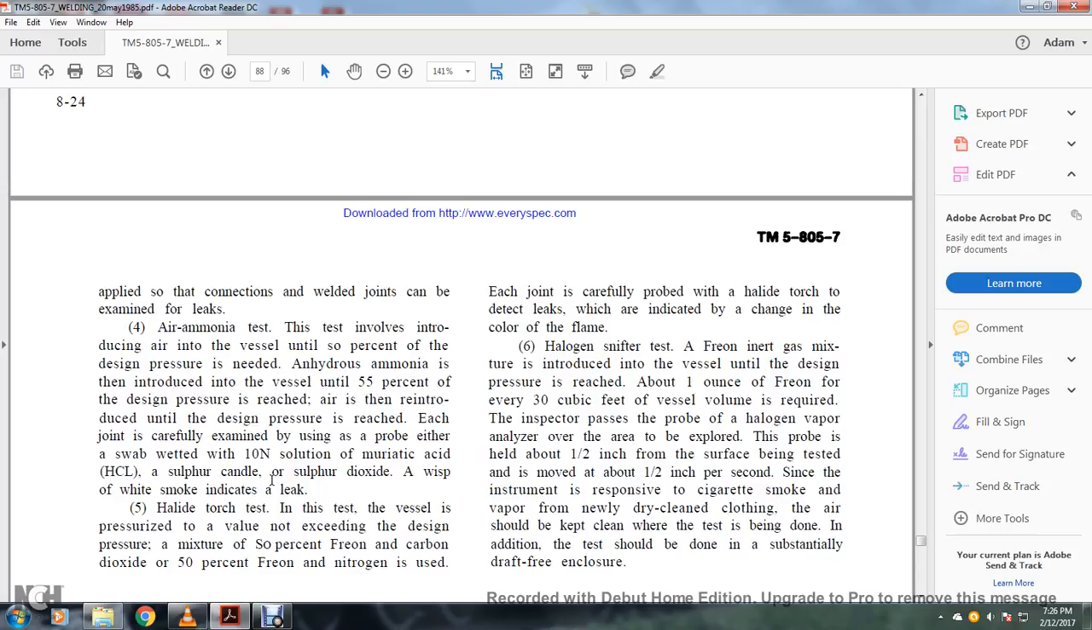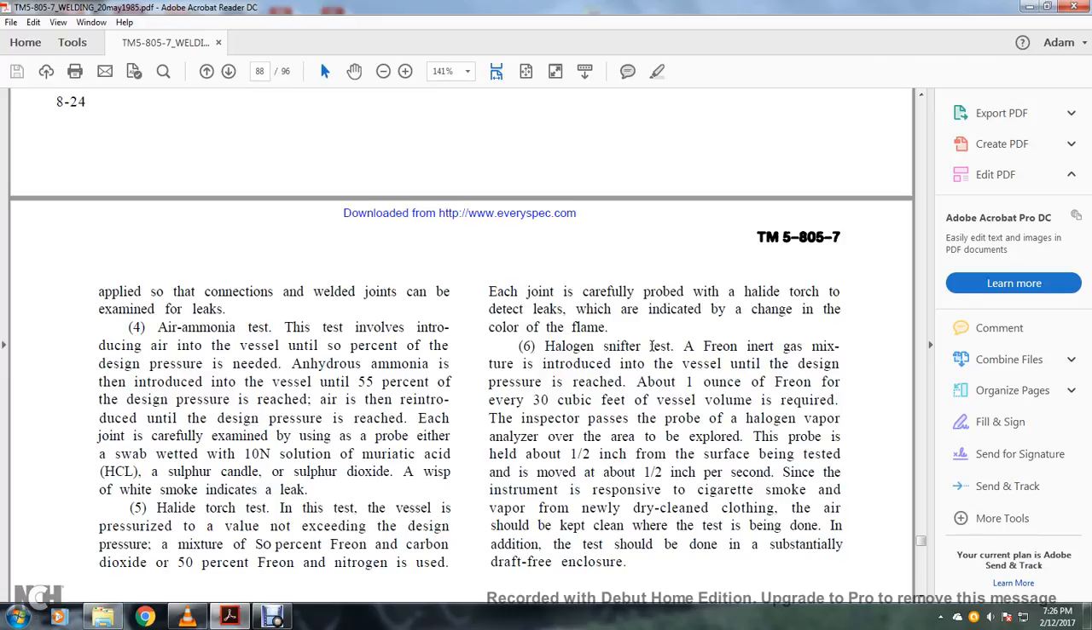Halide torch test. For this test, the vessel is pressurized not exceeding the design pressure. A mixture of freon and carbon dioxide, or 50% freon and nitrogen, is used. Each joint is carefully probed with a halide torch to detect the leaks, which are indicated by a change in the color of the flame.